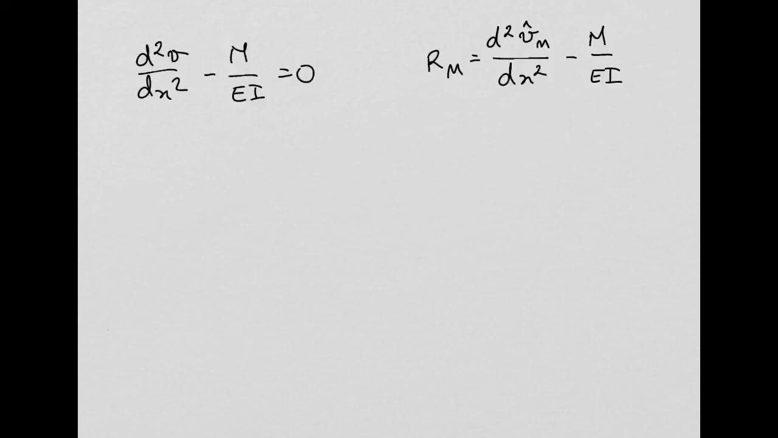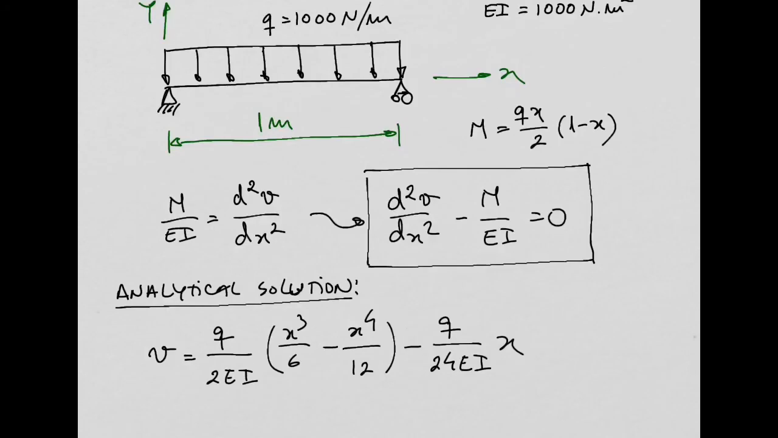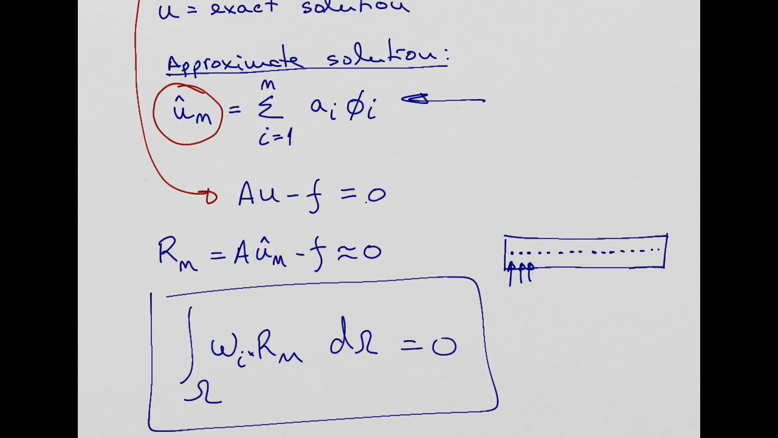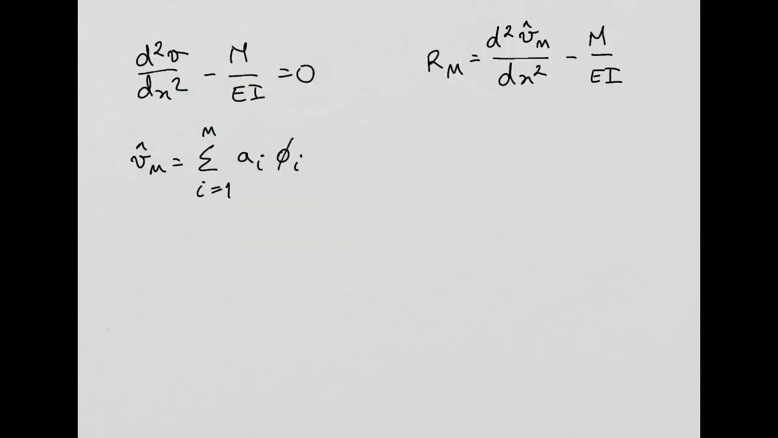How am I going to build my approximation V hat n? Well, I'm going to do the summation from i equal to 1 to n of A i times phi i. There is one thing I forgot to mention when I introduced the approximation: these shape functions phi i need to respect the boundary conditions of the problem. I told you there are shape functions. We define these functions, or we assume these functions, but they need to respect the boundary conditions.